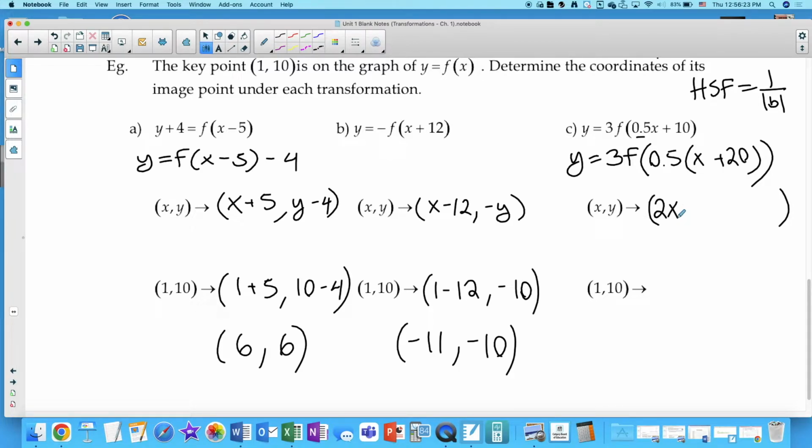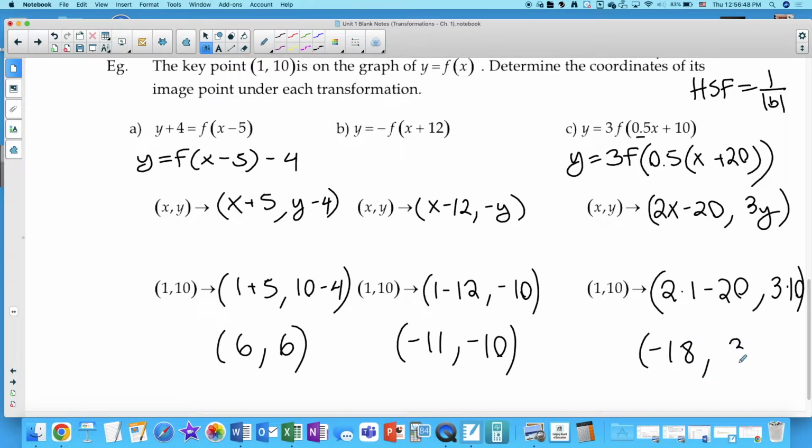And then is that it for x, or is there anything else happening? 20 left. So minus 20. And then what about y? Times 3. Yeah. Okay. So this point is going to move to 2 times 1 minus 20, 3 times 10. And that's 2 minus 20 is negative 18, 30. Okay, so for a multiple choice question, you could be asked, in this type of equation compared to f of x, where would the point 110 go to? Right? Or if both values are positive, like the 6, 6, could be a numerical response too.